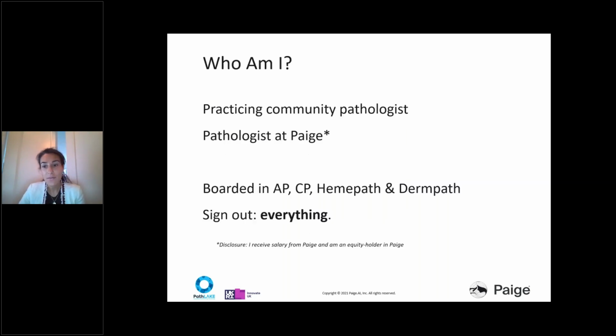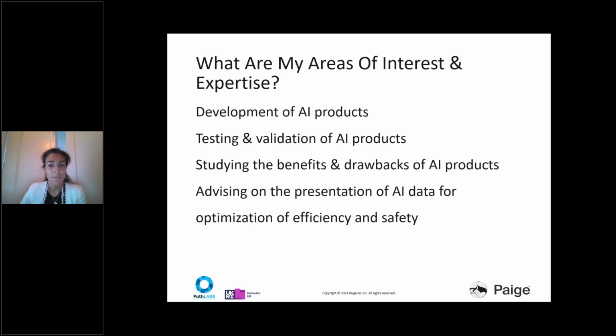First, a bit about myself. After training at Memorial and Columbia, specializing in hemepath and dermpath, I became a general practice community pathologist as well as a pathologist at Paige, where I do receive a salary and am an equity holder. I sign out everything. What are my areas of expertise and interest? Well, in the development of AI products, their testing and validation, studying the benefits and drawbacks of these products, and advising on the presentation of AI data for optimization of efficiency and safety.